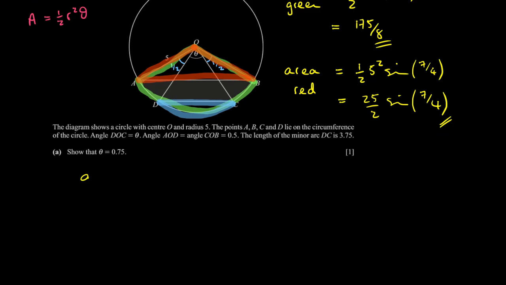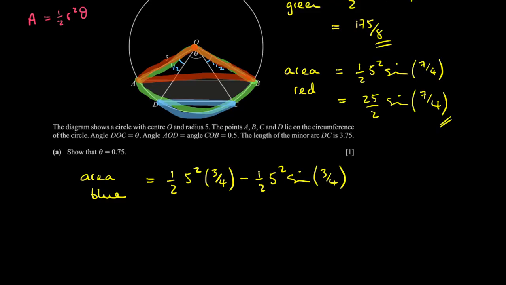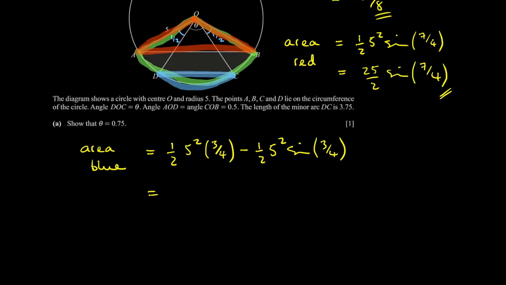So the area in blue is going to be equal to the area of the sector, so a half r squared, 5 squared times by the angle, and the angle in this case is just theta, which is 3 quarters or 0.75, minus the area of that triangle, which is a half bc, so 5 times by 5, sine of that angle, which is 3 quarters. So if I do that, I can factorize out the 5 squared upon 2, so it's going to be 25 upon 2 times by 3 quarters minus sine of 3 quarters.